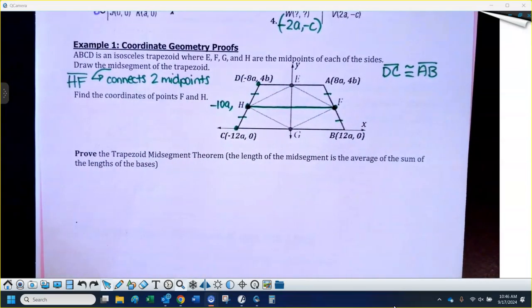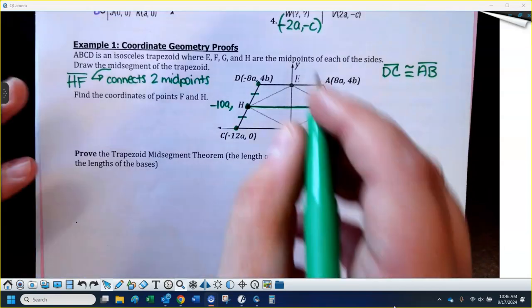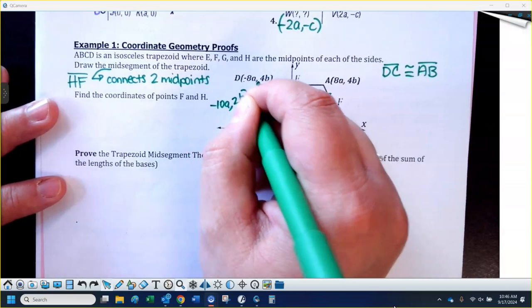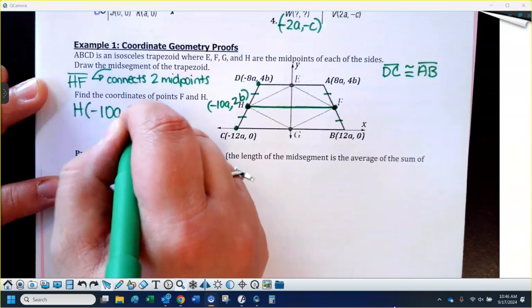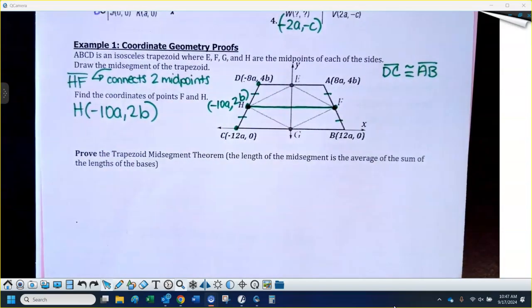Now, the y coordinate, so my two y coordinates, I got 4b and I got 0. What would be right in between 4b and 0? Or what would just be right between 4 and 0? 2, exactly. You're just going to put a b with it. So this is 2b. So that's your point. I'll just write it here. H, negative 10A, 2b. Okay.